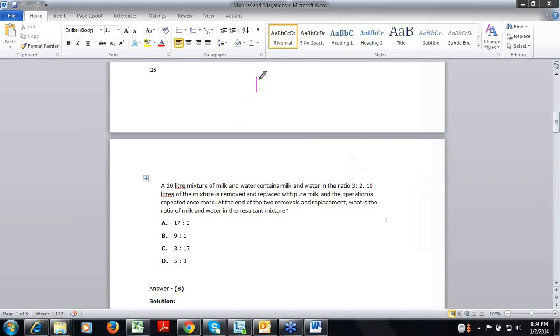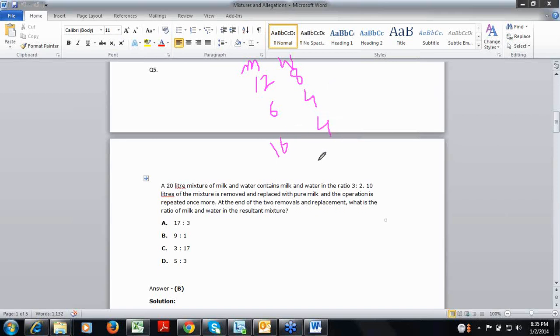3:2. So at the start, how much is water and milk? This is milk and this is water. Now they are saying 10 liters are removed. So 10 liters removed means 6 milk and 4 water is removed. And how much is added? 10 liters of milk is added. So now it is 16 and it is what?